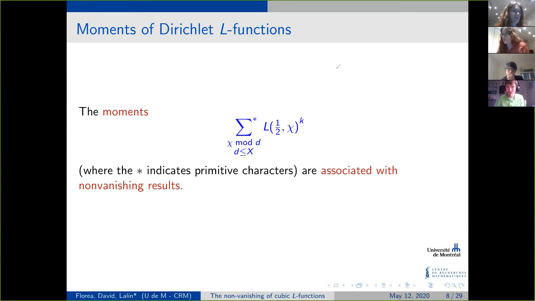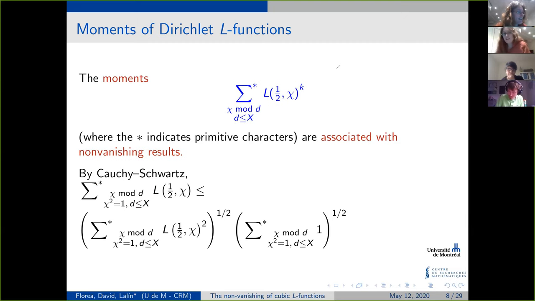And I'm going to write a star in the sum, meaning that I'm only counting primitive characters. Because if I'm summing over modulus, say, bounded by 10, the character I showed you in the beginning, you can think of it as having modulus 3 or 6 or 9, so you will be counting several times. So you just want to work with primitive characters. And say that we know what happens with the first moment and the second moment, so k equals 1 and k equals 2.